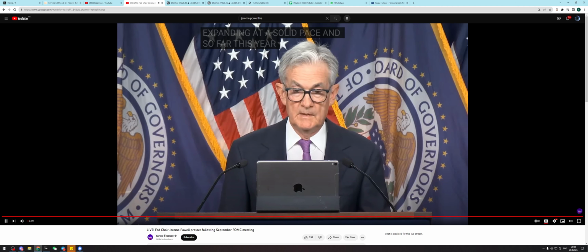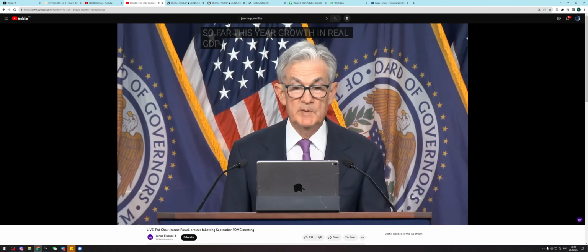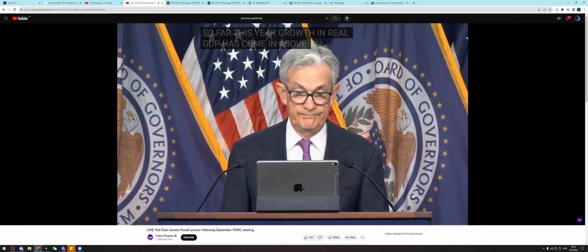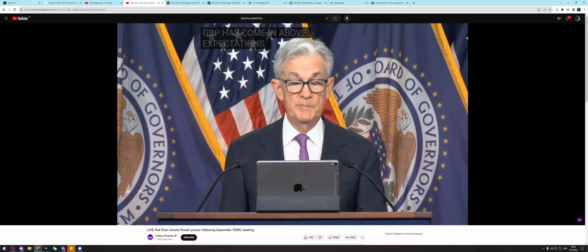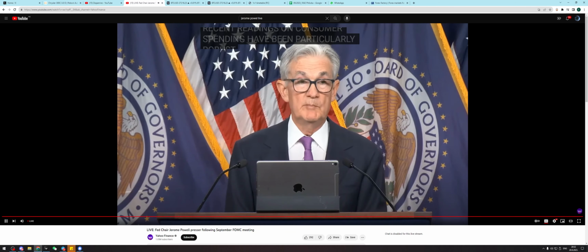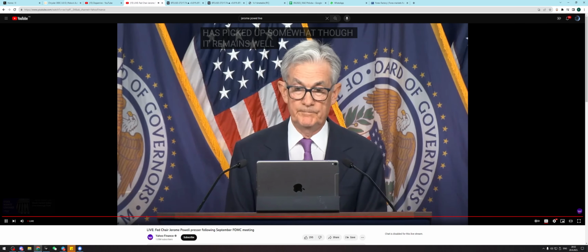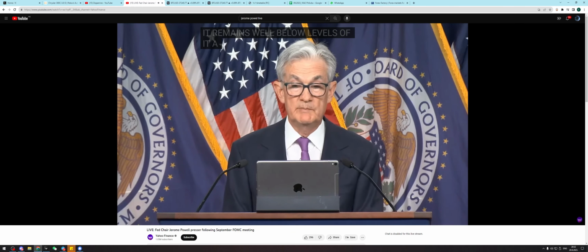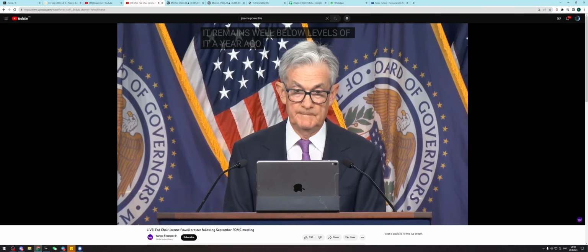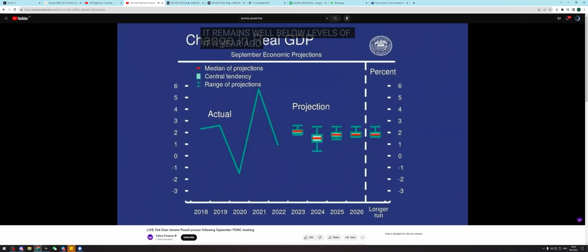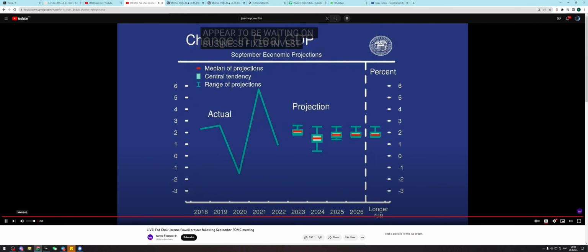GDP has come in above expectations. Recent readings on consumer spending have been particularly robust. Activity in the housing sector has picked up somewhat, though it remains well below levels of a year ago, largely reflecting higher mortgage rates. Higher interest rates also appear to be weighing on business fixed investment. In our Summary of Economic Projections, or SEP, committee participants revised up their assessments of real GDP growth.